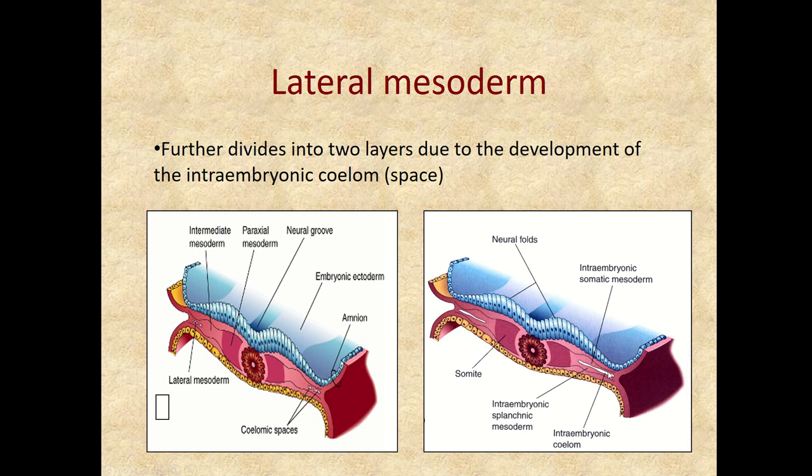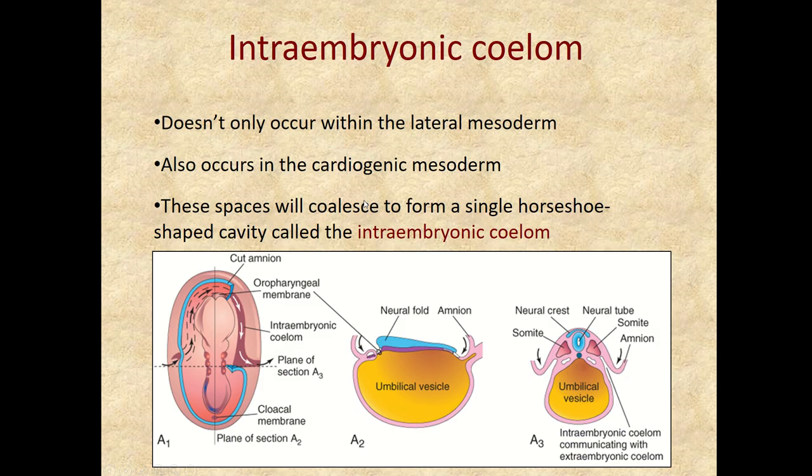And you can see that these spaces that start to form, coelomic spaces, coalesce with each other and become almost a cavity here that we are going to call an intraembryonic coelom. And so don't worry, we're going to show you this again. All right, and so the development of the coelom doesn't only happen in this area where they have lateral mesoderm.